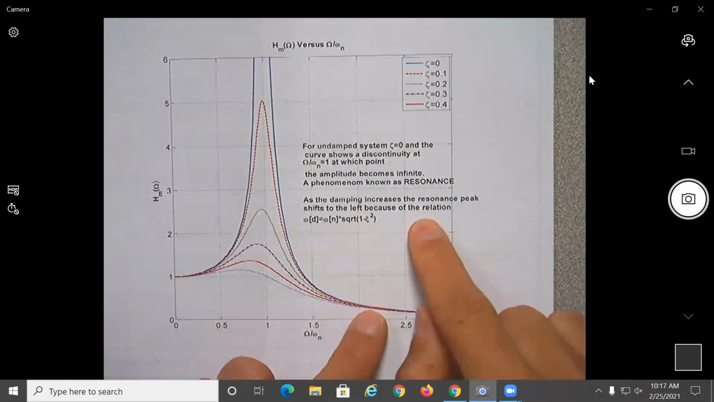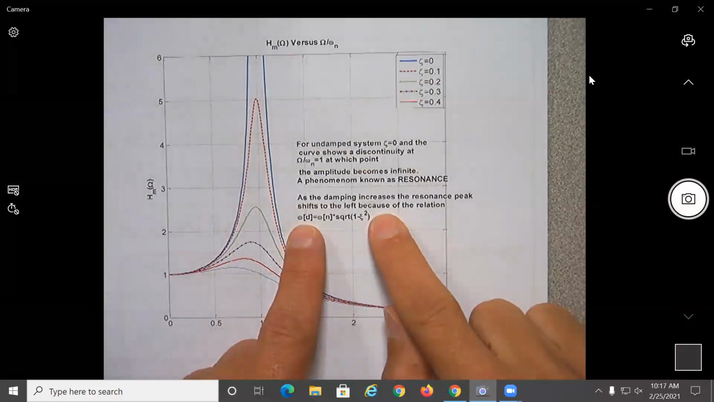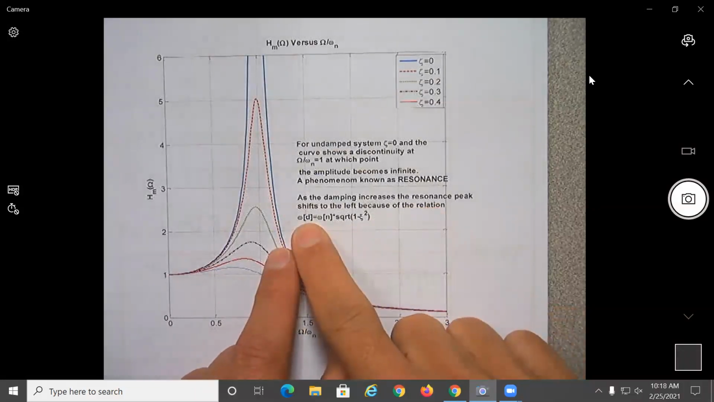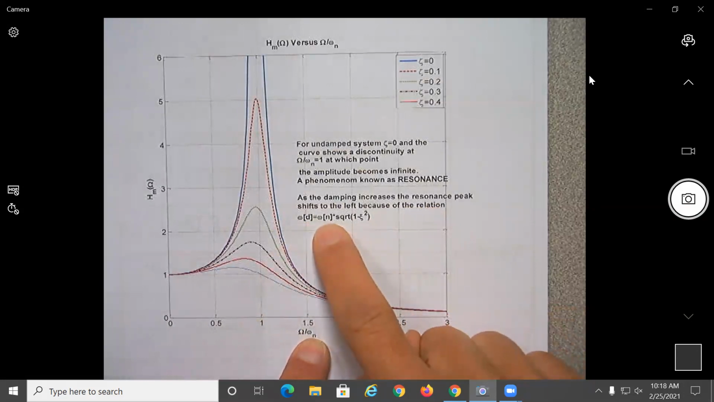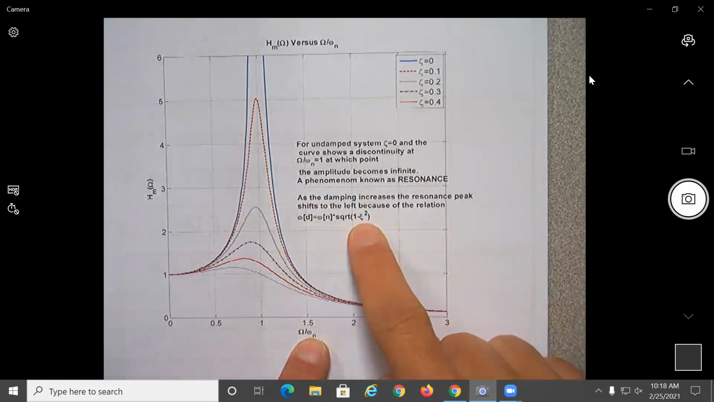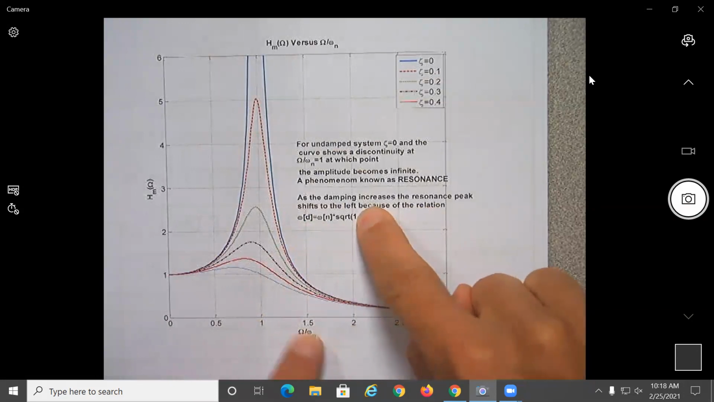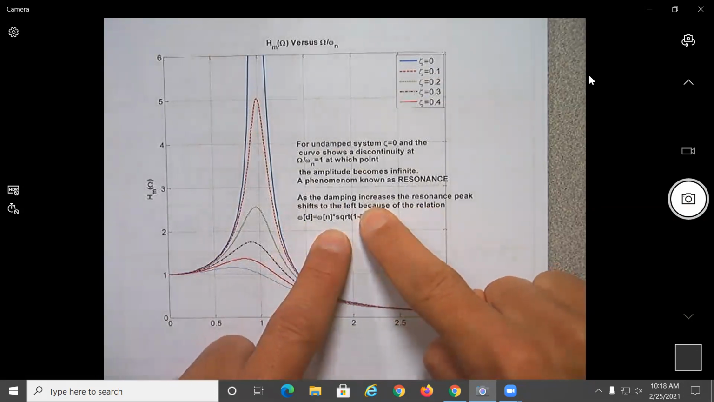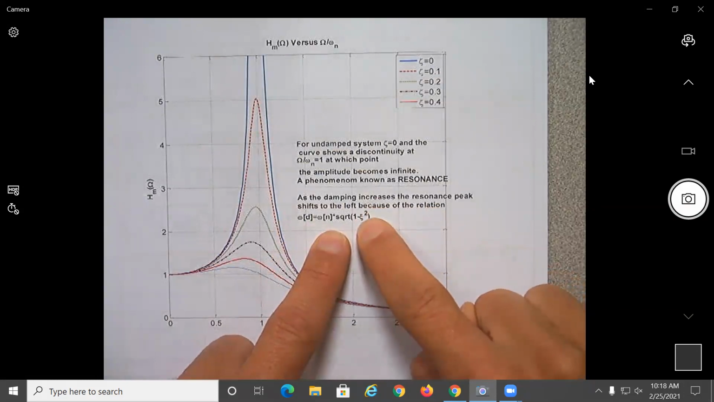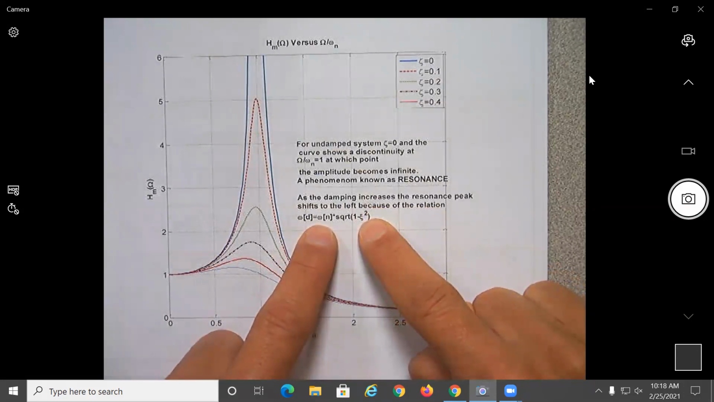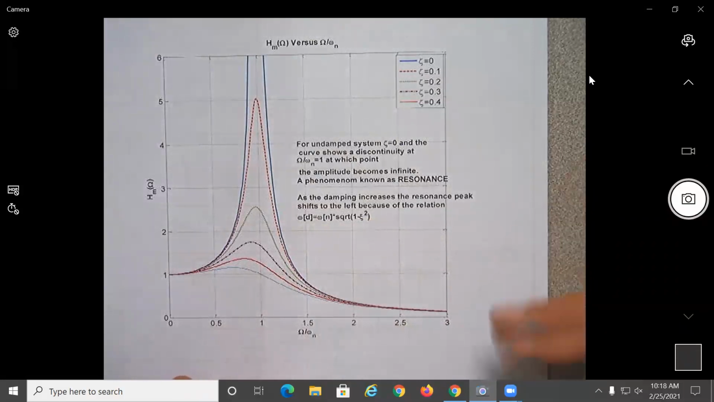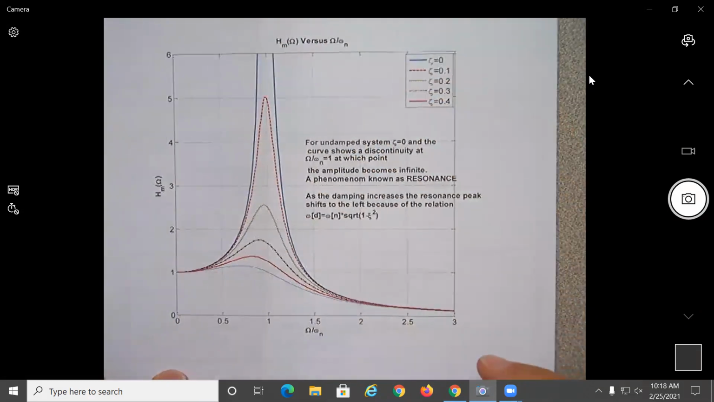As the damping increases, the resonance peak shifts to the left because of the relation. Now the damped frequency, the omega sub n that we had, is not omega sub n anymore, but it's omega sub n times the square root of 1 minus c squared. So when c is 0, omega sub d equals omega sub n. But when you start increasing c, omega sub d will be smaller than omega sub n. Does that make sense?